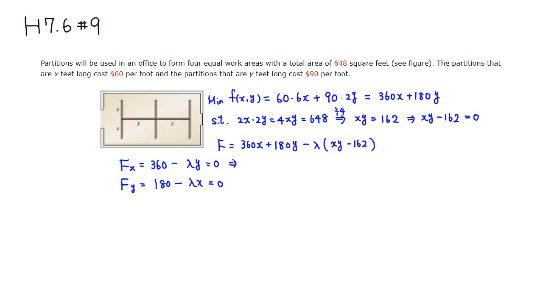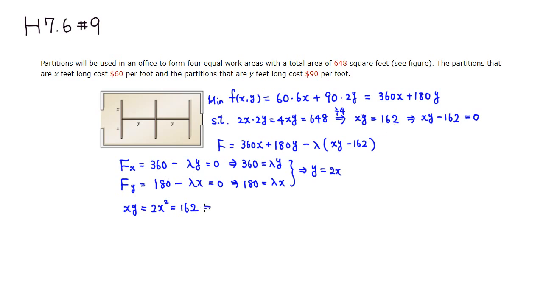So from here, we know that 360 equals lambda y, moving lambda y to the other side, and 180 equals lambda x. You can see that 360 is twice as big as 180, so y is going to be twice as big as x. So y is equal to 2x. Then we put it into the condition: xy has to be equal to 162. Since y is 2x, this is 2x squared, and that's equal to 162.